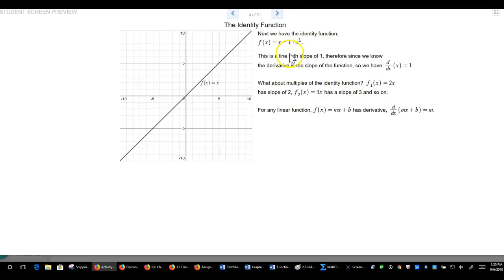The next function is the identity function, so that's just f of x equals x. You know that's a line through the origin with a slope of 1. So we know that the derivative of the identity function is 1. Also another thing to notice is multiples of the identity function, like 2x, 3x, etc. This is a linear function with a slope of 2 through the origin, so its derivative is 2. This is a linear function with a slope of 3, etc. So any linear function has as its derivative its slope.